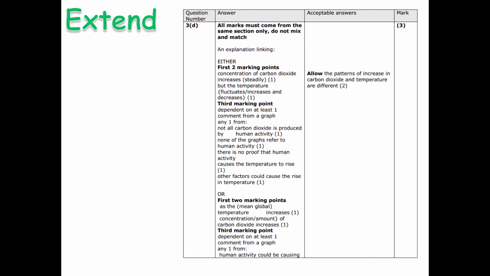Okay, welcome back. They awarded 1 mark for saying that the concentration of carbon dioxide increases. They award a 2nd mark for saying that the temperature also increases. And they award another mark for saying what was causing that. Or you could have said that yes, the carbon dioxide levels increase, but the temperature fluctuates, and therefore this could not be caused by human activity.